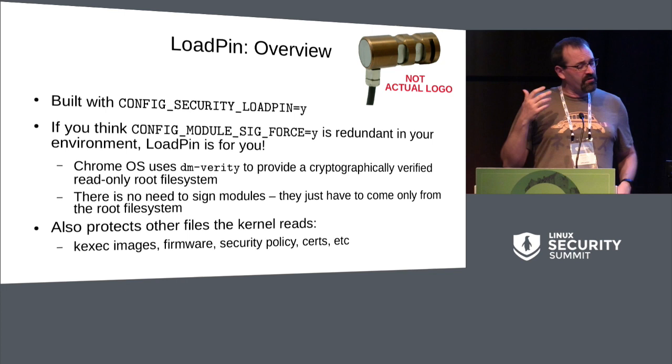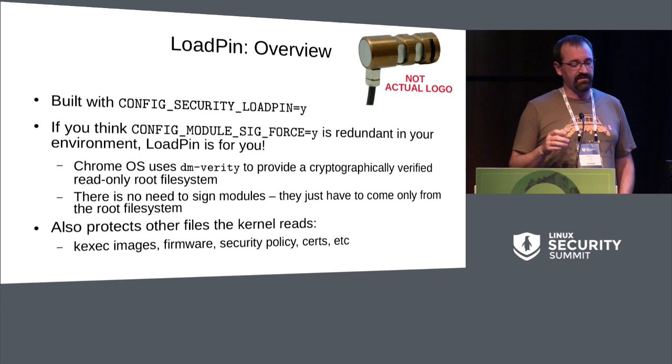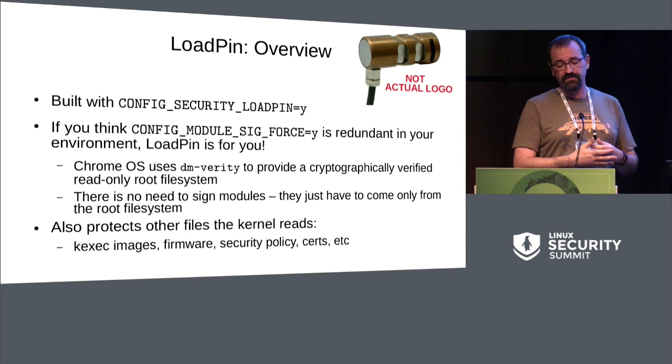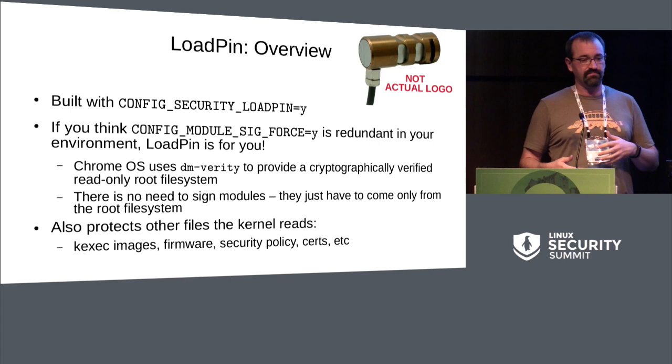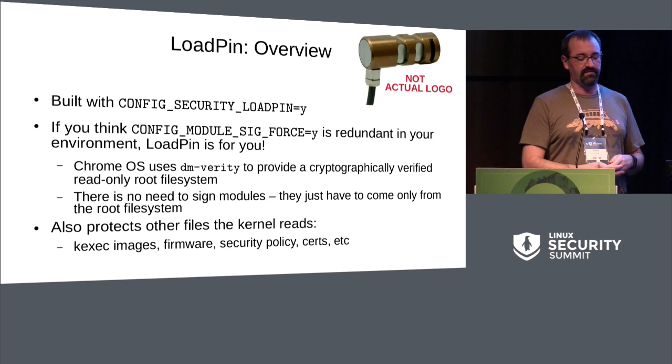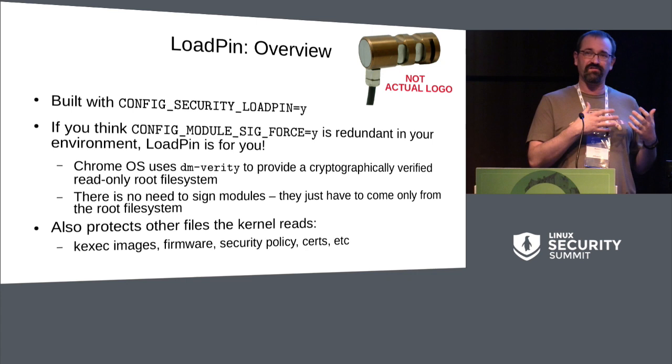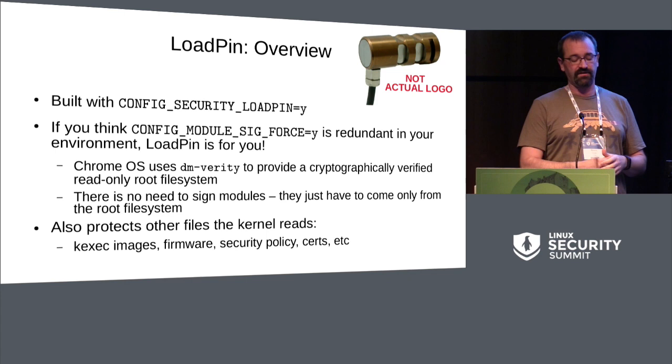Chrome OS uses this with dm-verity, because dm-verity has already done the block level analysis to say that everything's okay. And the benefit of having this as an LSM hook is that LoadPin can check things beyond just modules. There's a lot of other stuff that the kernel reads out of file systems that it uses for its own purpose. For example, kexec-ing to an entirely other kernel, loading firmware into various things, security policies, certificates. There's a whole bunch of stuff that the kernel uses for itself that it gets off of a file system. So there's no reason to do an additional signature check when you may have already done that in the past.